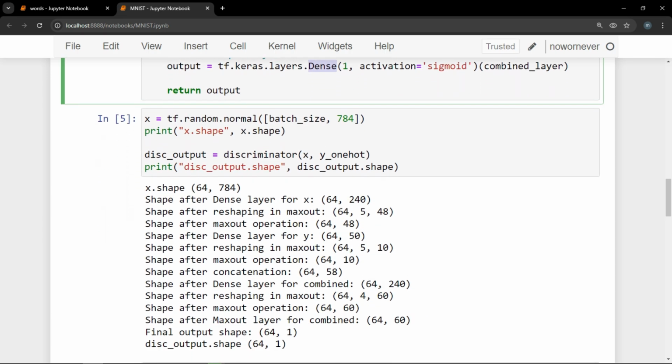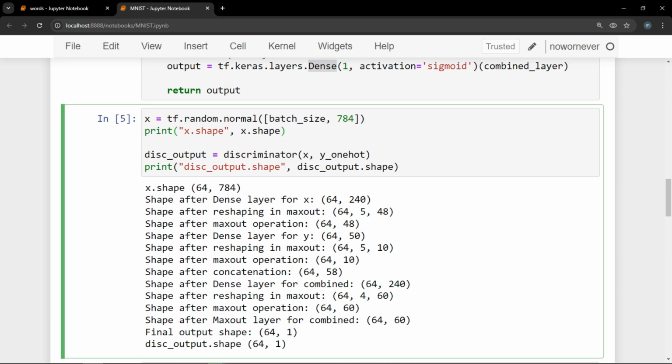For example, with real images, we might start with a 64 by 784 matrix representing 64 flattened images. As we pass the images through a dense layer, the shape changes to 64 by 240. We then reshape this into 48 groups, each containing 5 units. After taking the maximum from each group, the shape becomes 64 by 48.